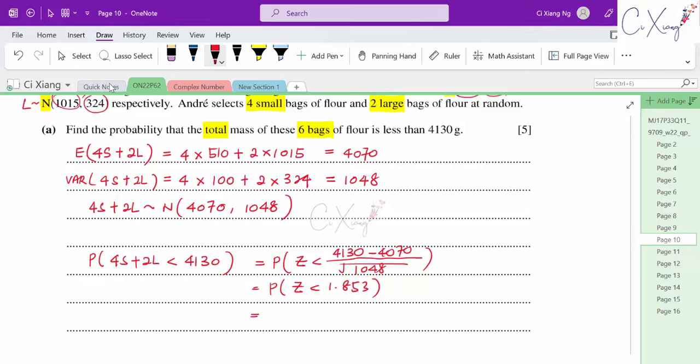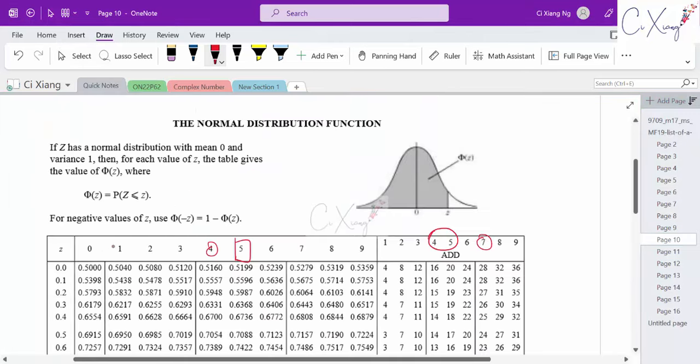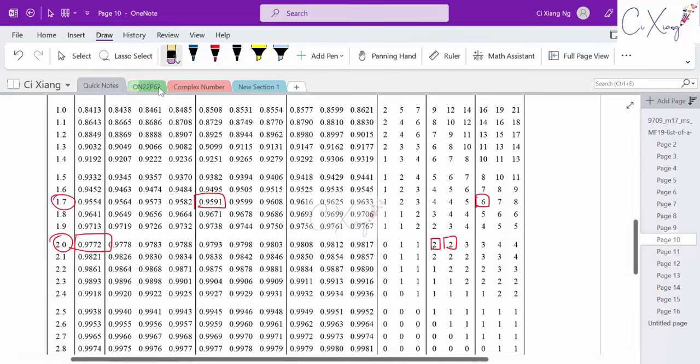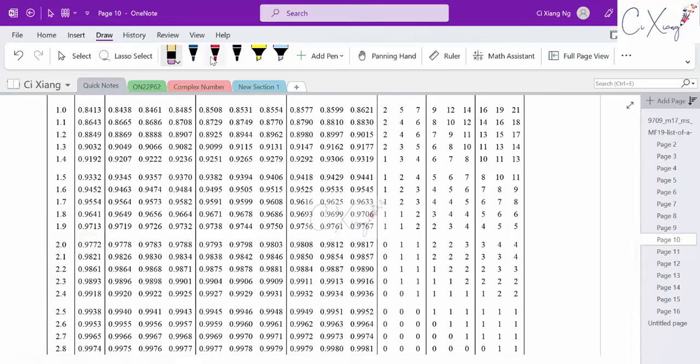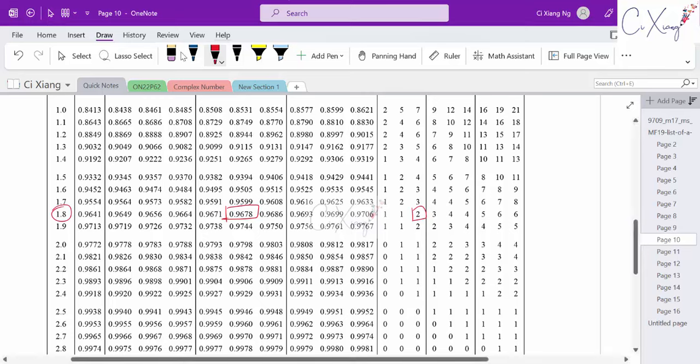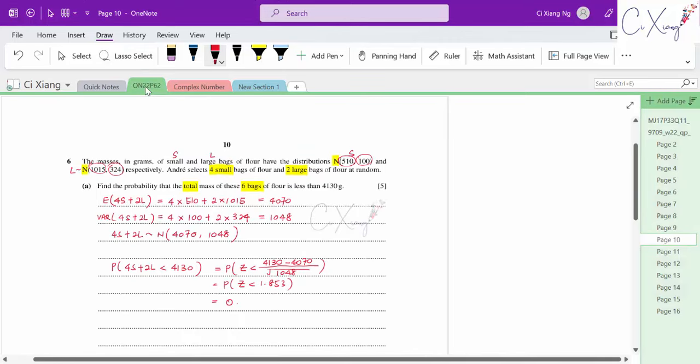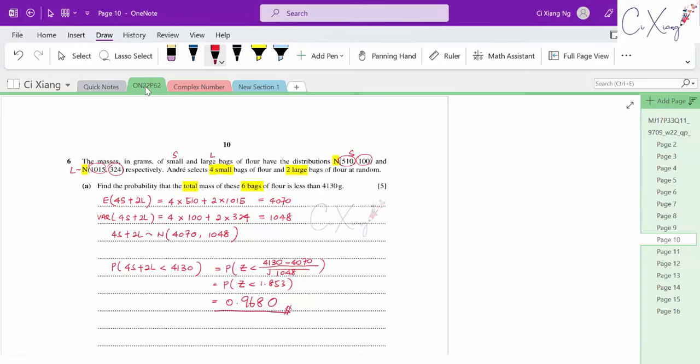And we can directly get the area for Z smaller than 1.853 from the table. So again, look for the normal distribution table, look for 1.853. Okay, so let me clear this up first. 1.8, then 5 is this one, and then 3 is this one. That means you have to take 9678 plus 2, and therefore you get 0.9680. So our final answer will be 0.9680. Okay, so this is how we get the solution for part A.